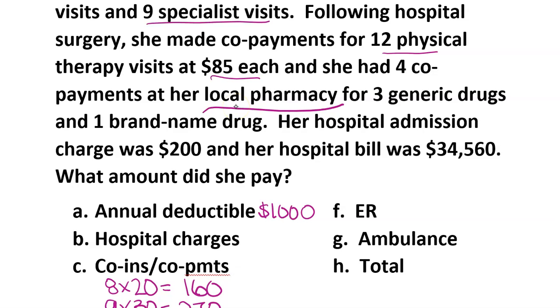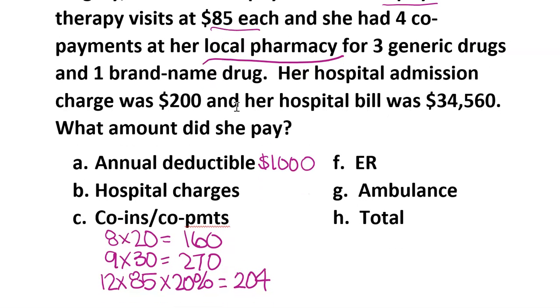Then it says hospital admission charge was $200 and hospital bill was $34,560. Where do you put those? Did it say anything about an ER charge? No. So we're just going to zero that out. It didn't say anything, so you don't assume that you have it.